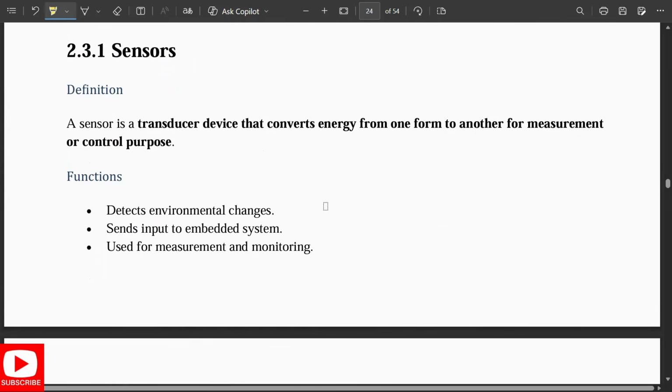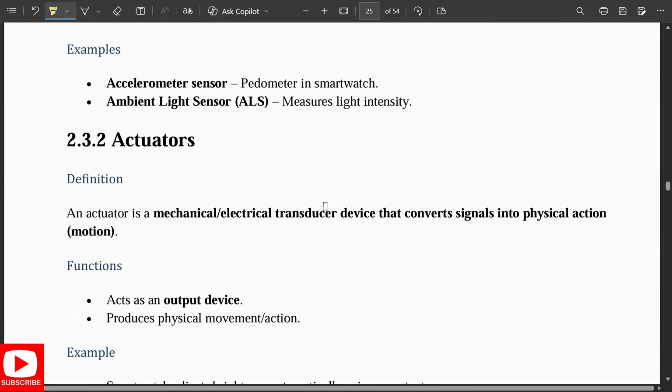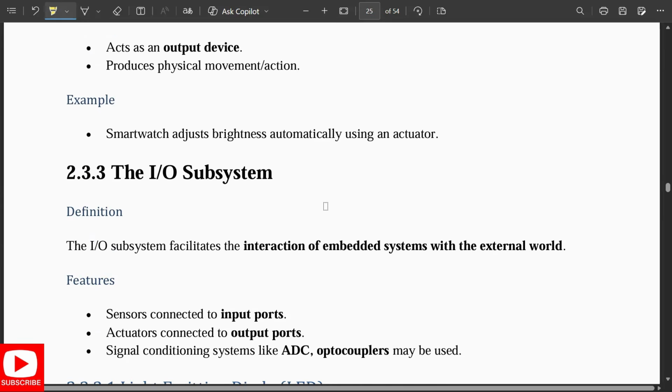So what are sensors? A sensor is a transducer device that converts energy from one form to another for measurement or control purposes. Its function is to detect the environmental changes and send the input to the embedded system, and it is used for measurement and monitoring. Examples are the accelerometer sensor, that is the speedometer in the smartwatch, and the ambient light sensor that measures the light intensity. Next comes actuators. An actuator is a mechanical or electrical transducer that converts the signal into a physical action. It acts as an output device and produces a physical movement or action. In the smartwatch, the brightness is adjusted automatically using an actuator.